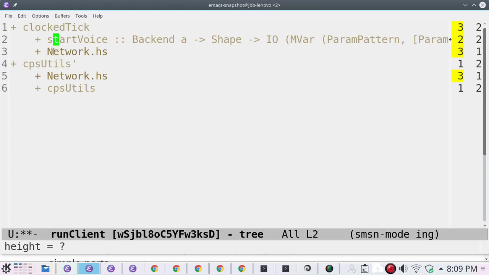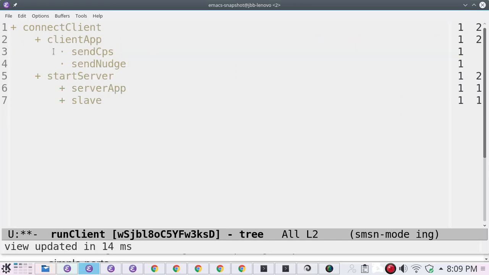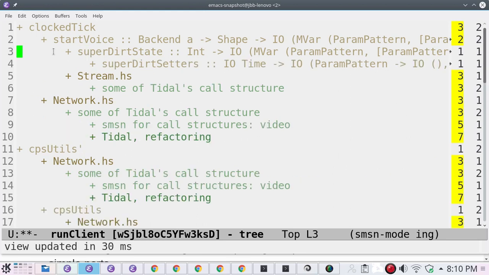Well, where's start voice? If I open it up to three generations, I see that start voice, oops, what happened? Sorry, I pressed forward, so I was looking forward for a second. Now I'm looking backwards again. So, clocked tick is called by start voice. Start voice is a top-level function of stream.hs, but start voice is nonetheless called by a function. It's called by superdirt state. So if I unfold a little more, I see that superdirt state is called by superdirt status. Anyway, you see the point is you can make sense of this.